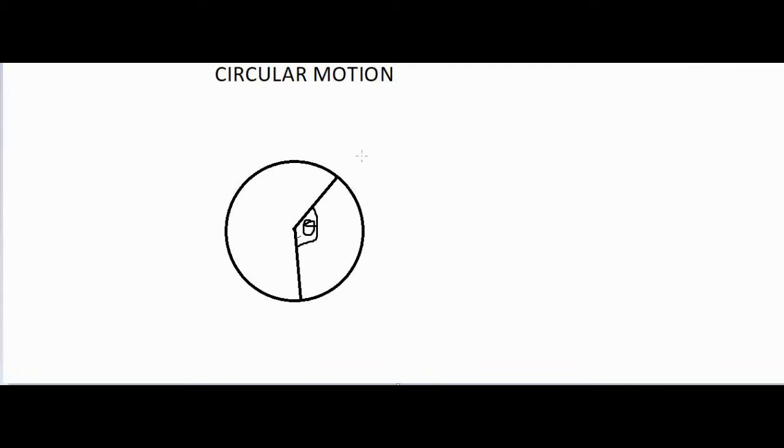So first things first, we had discussed linear motion in a previous video, where we talked about distance, velocity, acceleration and such. Today we'll be talking about similar quantities, but in terms of going in a circle.